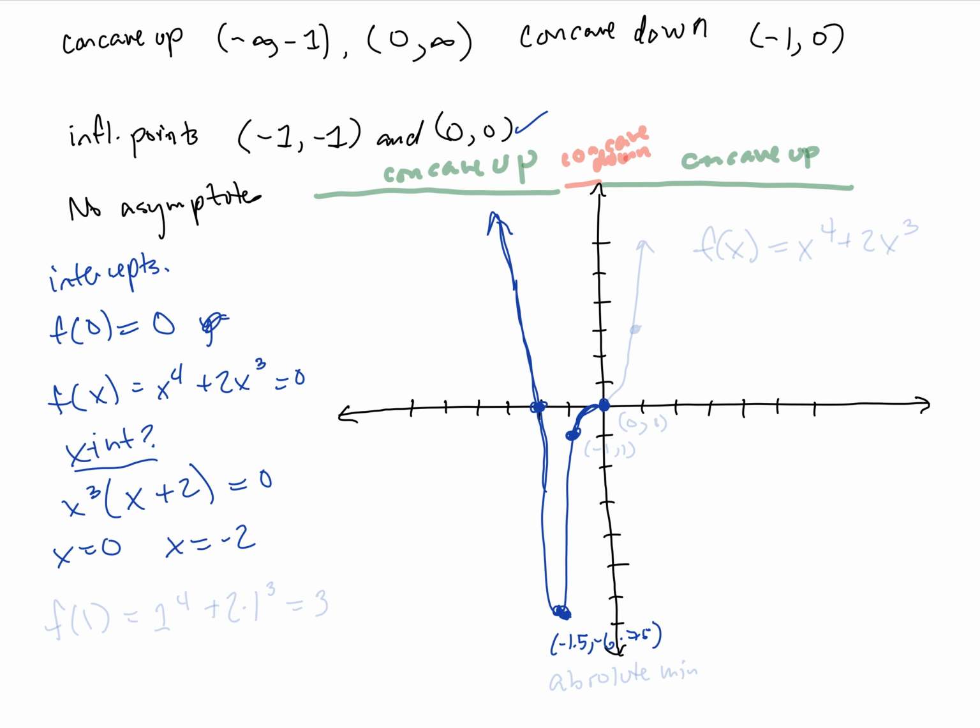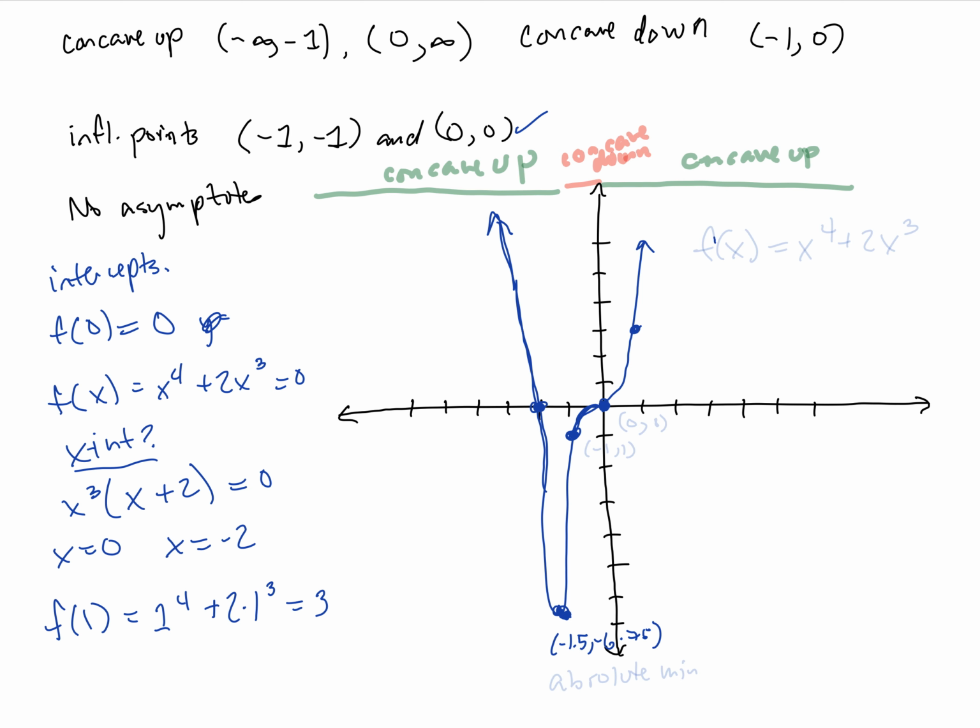I think it'd be nice to have one other point after x equals 0. So let's plug in f of 1 to see what that is. F of 1 is 1 to the 4th plus 2 times 1 cubed. That would give us 3. So the output of f of 1 is right there. And as I said, we're concave up here, so our function must look like that because it just continues being concave up and never shifts to being concave down.